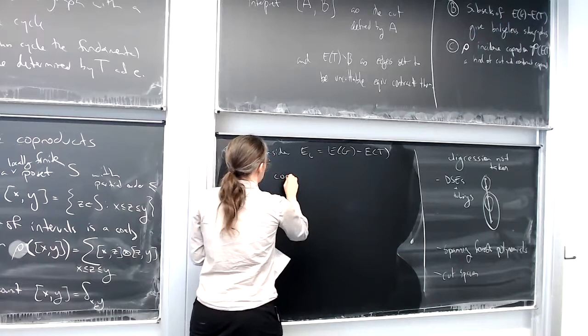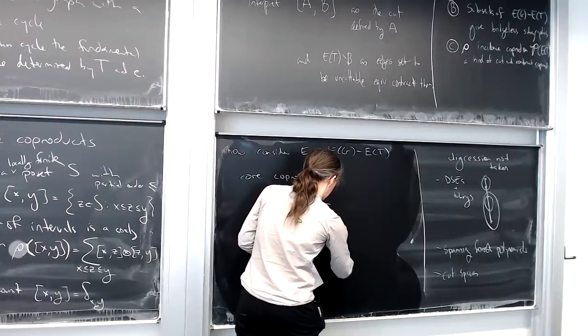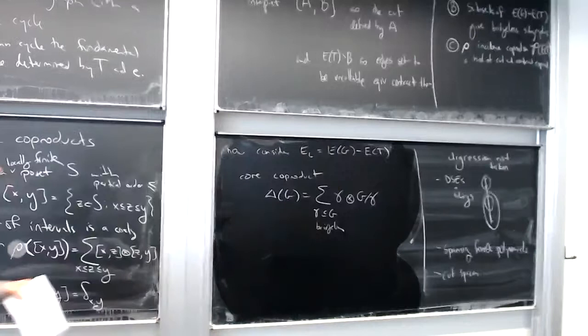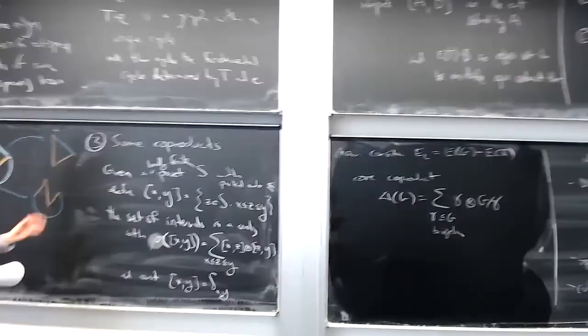Which is this guy. You take a sum over all bridgeless subgraphs; you can just contract the subgraph on the other side. And this is the one that's closely related to renormalization, because if you additionally put in the information of which subgraphs are divergent in your particular field theory, then you get exactly what you want for the renormalization. And that's all the beautiful stuff that many people in this room have been involved in.